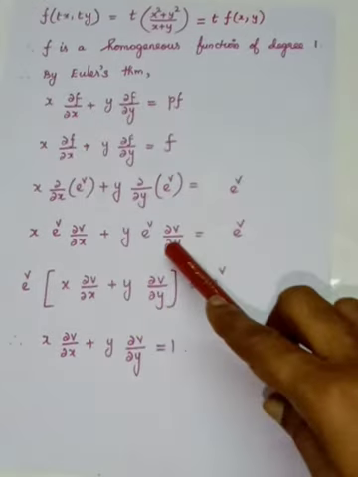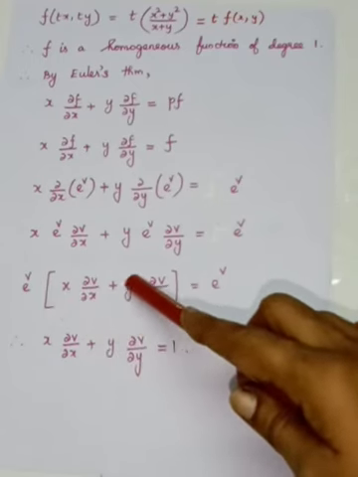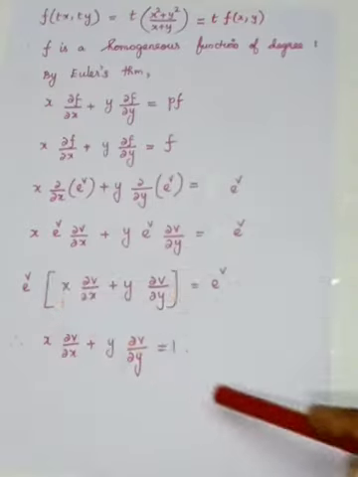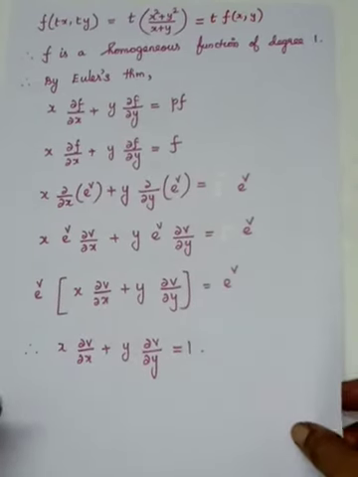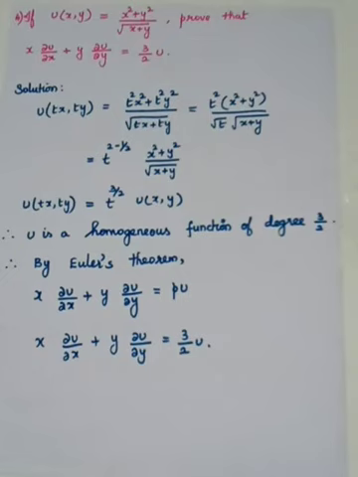So from these two terms what is common? E power v. If you take it out, x dou v by dou x plus y dou v by dou y is equal to e power v. E power v getting cancelled. So you have got this result. That is the result we have to prove. Okay, so we'll come to problem number 4. What is it?